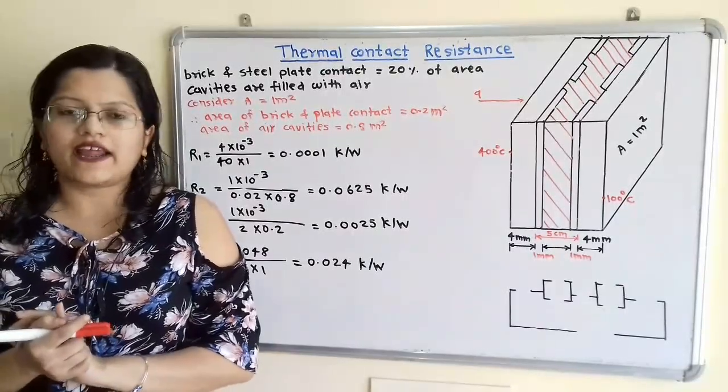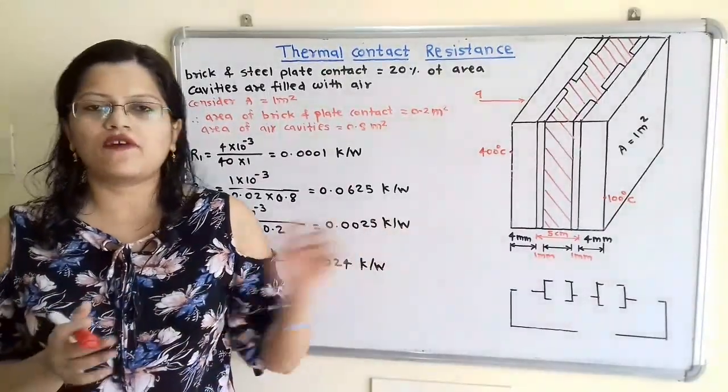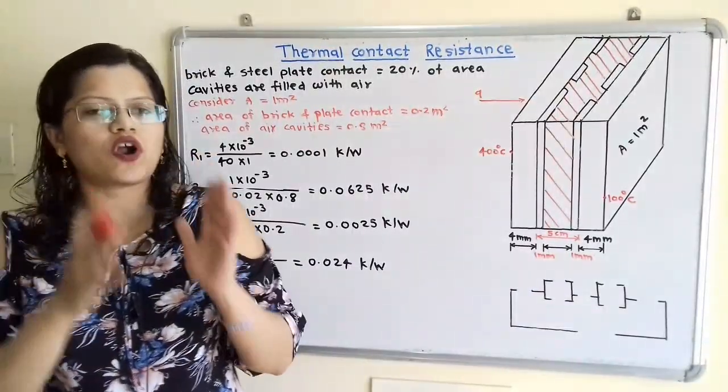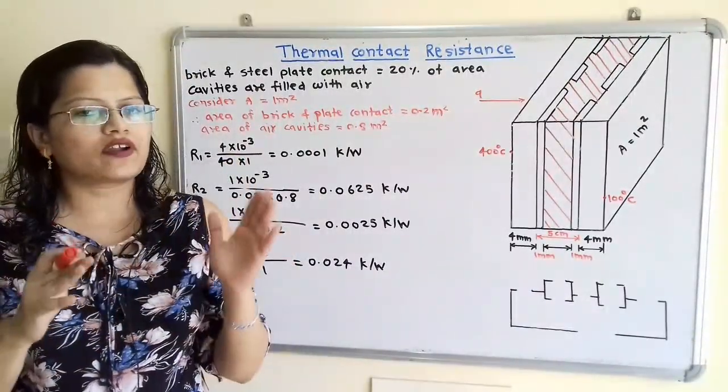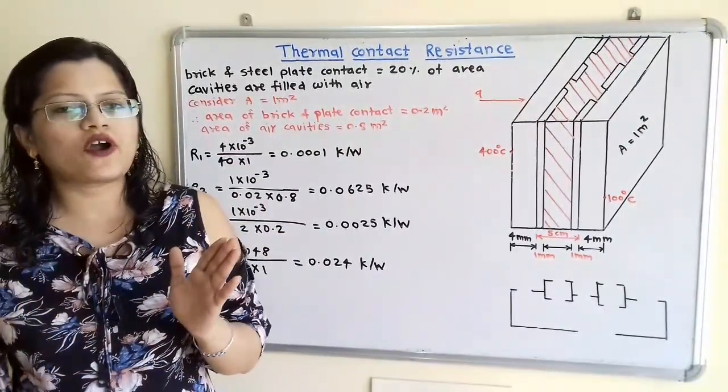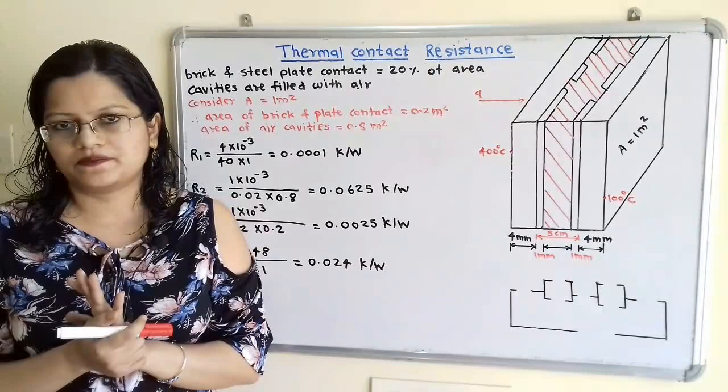Let us understand the given question with the help of diagram. It is given that the brick layer is in contact with steel plate on its both sides, and this brick layer is in rough contact with the steel plates.